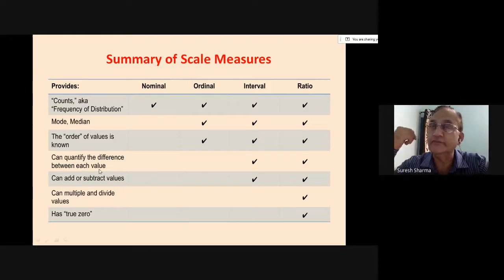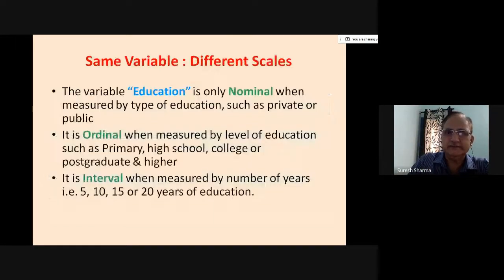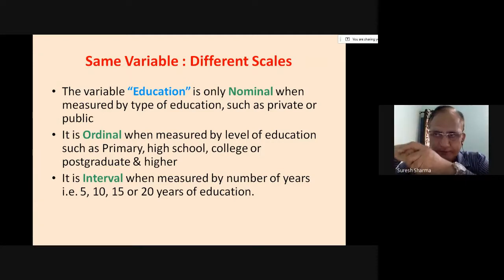You can quantify the difference. As already mentioned, the difference does not make any sense in nominal and ordinal, but it makes sense in interval and ratio. You can add or subtract in interval as well as in ratio. You can multiply or divide only in ratio. You have a true 0 only in ratio scale. So this is a summary of different kind of measures. Okay. This is again a very important slide.